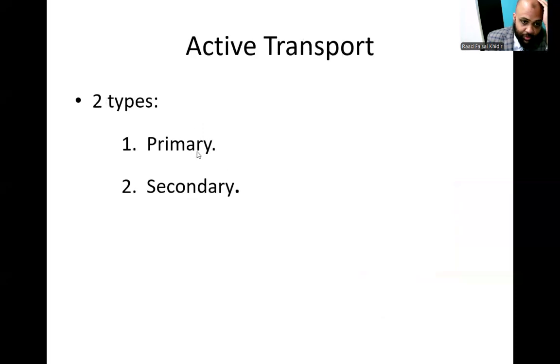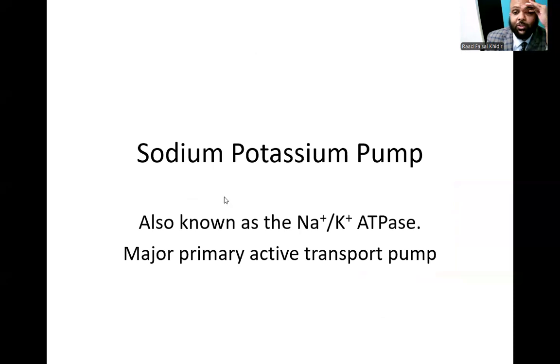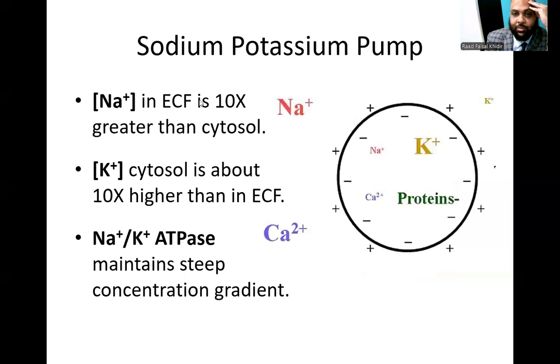Active transport is either primary or secondary. It's primary because of the sodium-potassium pump, also known as the sodium-potassium ATPase, the major primary active transport pump. The sodium in the extracellular fluid is 10 times greater than in the cytosol, and potassium inside is 10 times more than outside. So the sodium-potassium ATPase maintains a steep concentration gradient by ensuring that the sodium outside does not equilibrate with the inside, and the potassium inside does not leak out and balance with the outside. So it ensures that there is a disequilibrium. So when the action potential comes through, there is a gradient for the movement of these electrolytes down their concentration gradient, and that is what helps excite the tissue and relay the stimulus and information.